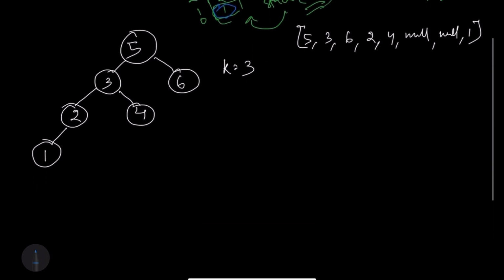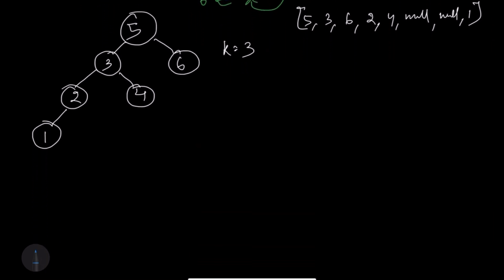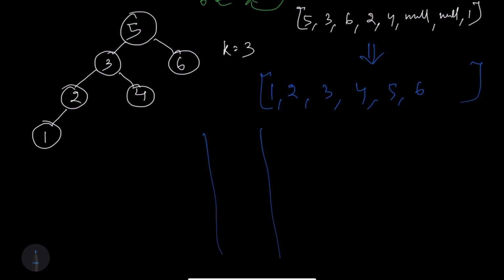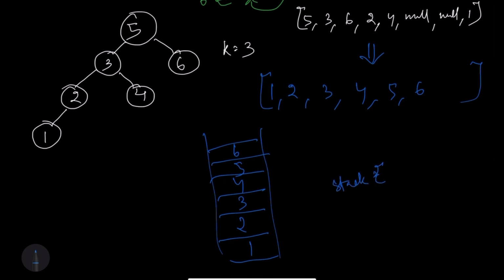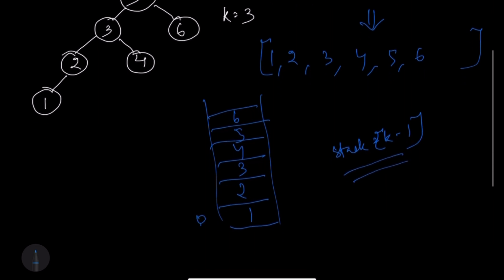So if I see in this example, first we will convert it to our in order array. So this would be 1, 2, 3, 4, 5, 6. Now our in order is sorted. What we can do is put them up in a stack: 1, 2, 3, 4, 5, and 6. And then we will return the k minus 1 position of the stack. So what will happen? This is 0, 1, 2, 3, 4, 5.